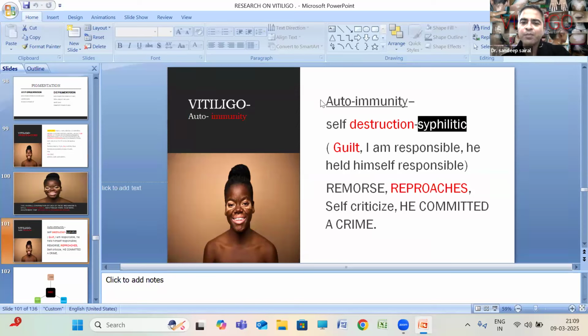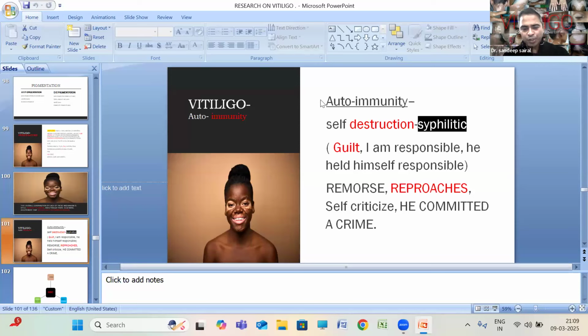What is the psychological reason behind this? It is guilt. A person says he is responsible, holds himself responsible, reproaches himself, criticizes himself. Now, my hypothesis regarding this, especially for autoimmune disorders, is that if you criticize yourself on a regular basis, after some time you start hating yourself, and then your immune system gets direction to act against your own body.